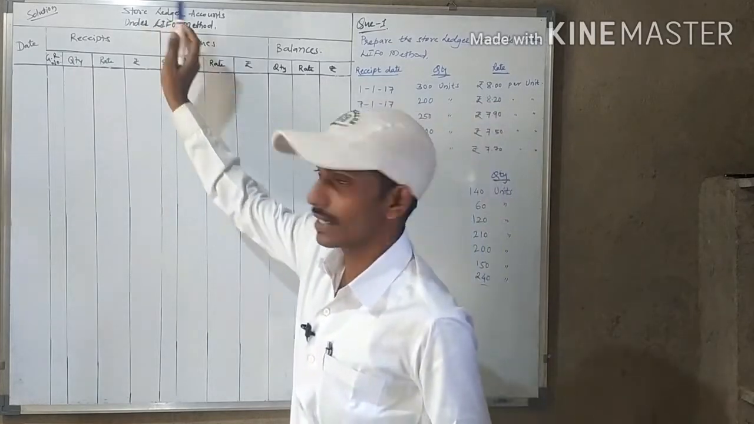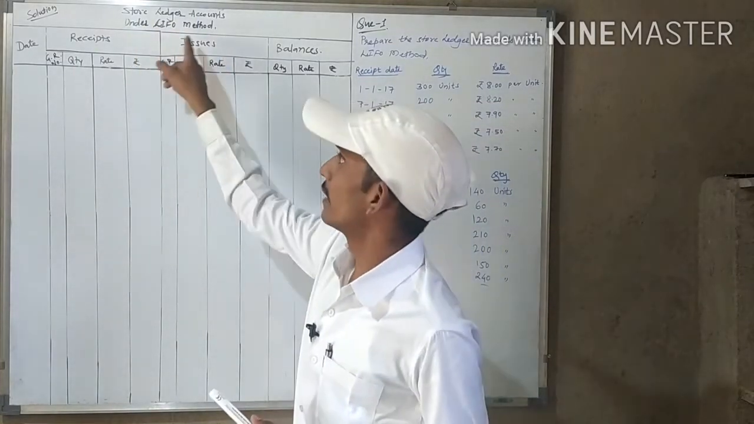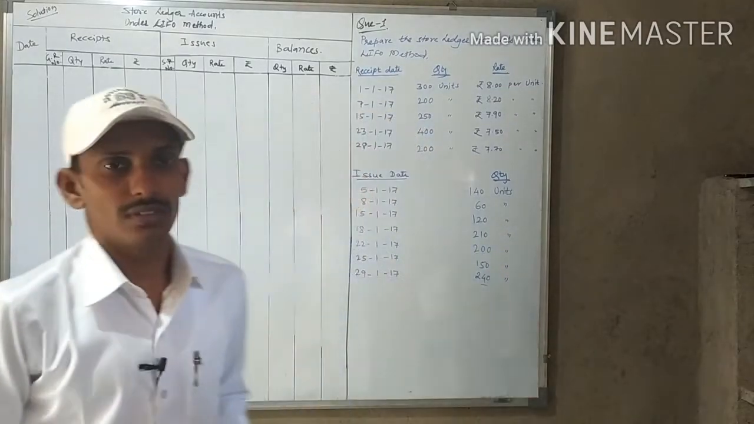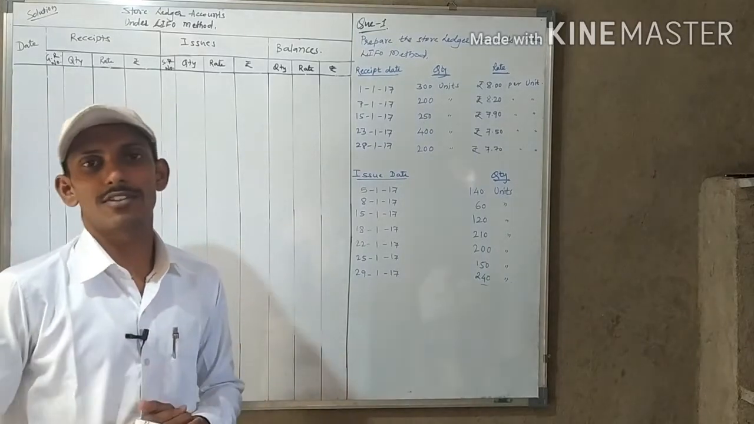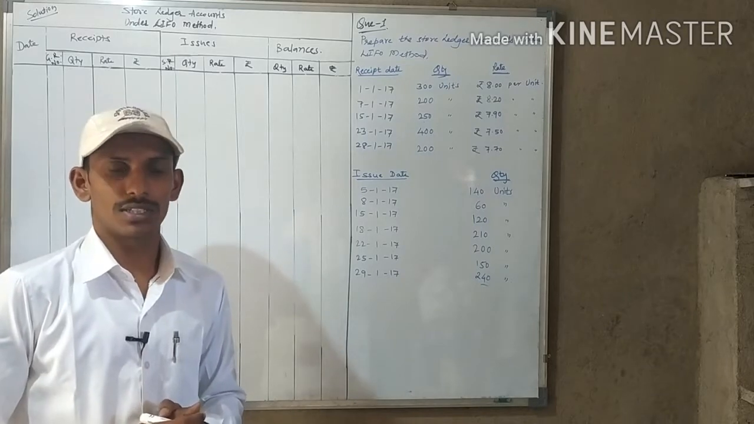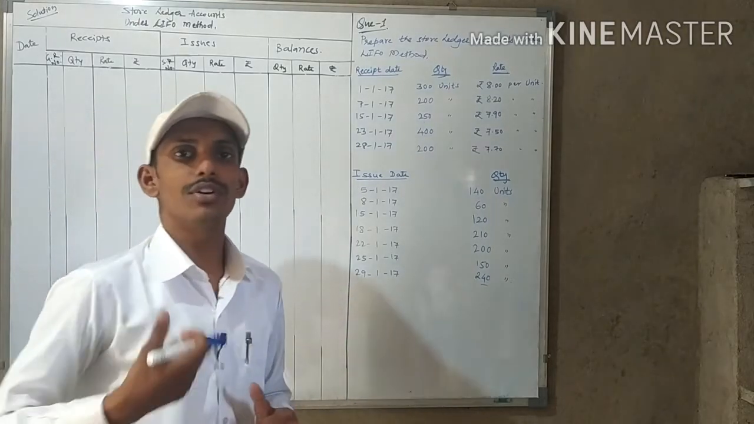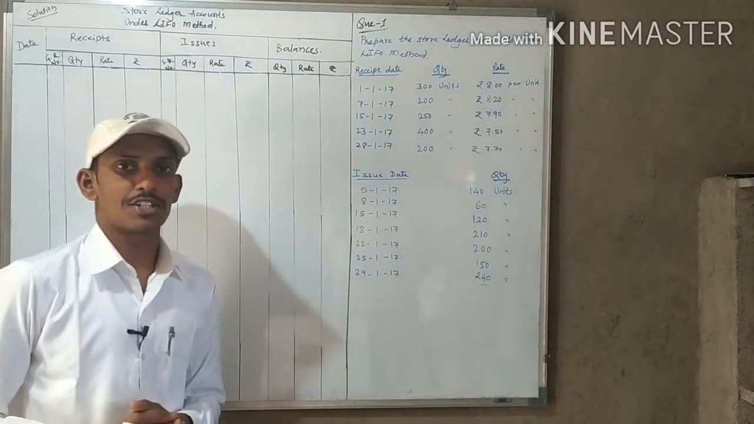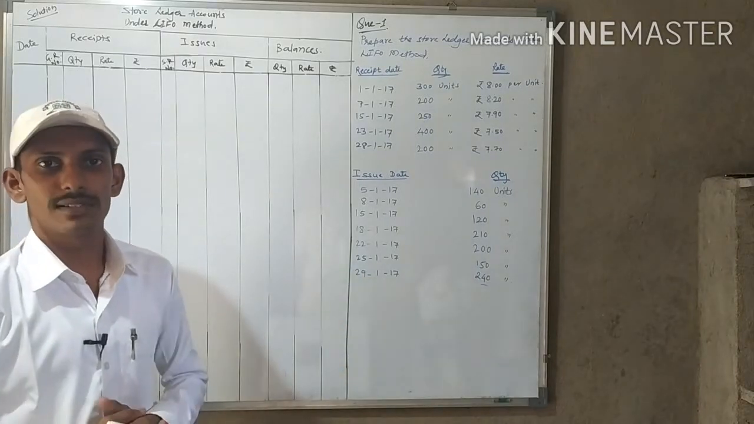Here it is, as I told you, store ledger accounts under the LIFO method. As per the LIFO method, you know the characteristic of LIFO: it is nothing but last in, first out. The material which is purchased last, we have to issue first. So let us see the transactions. Here is the same problem I gave in the previous video.